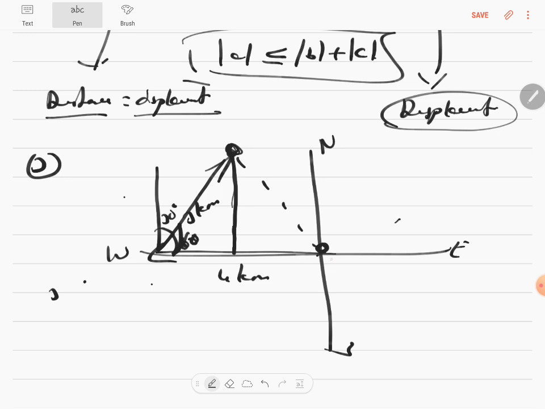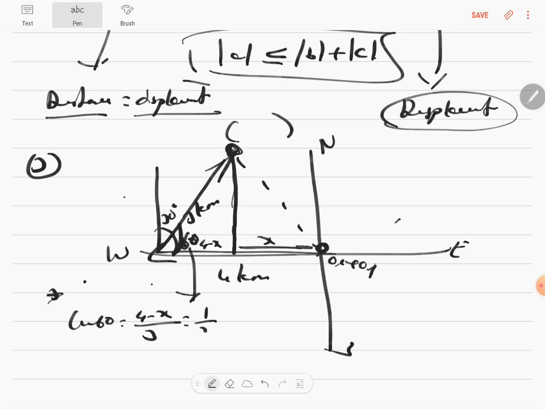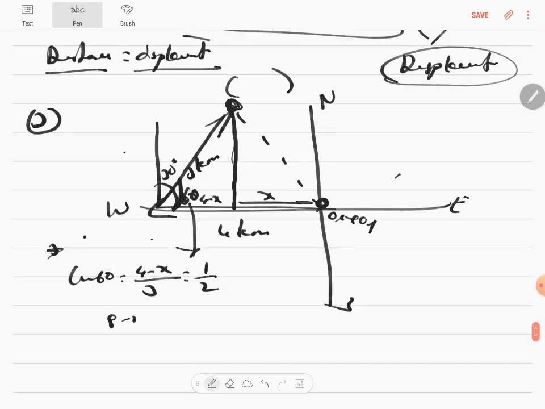Displacement is the change in the position from where she started. She started from 0i plus 0j. You need to find what the coordinates are there, for which you have to treat this distance as x and this as 4 minus x. You have to take this triangle and write what cos 60 is. Cos 60 is equal to 4 minus x by 3, which is nothing but cos 60's value, 1 by 2. So 8 minus 2x is equal to 3. 2x is equal to 5. x is equal to 2.5.